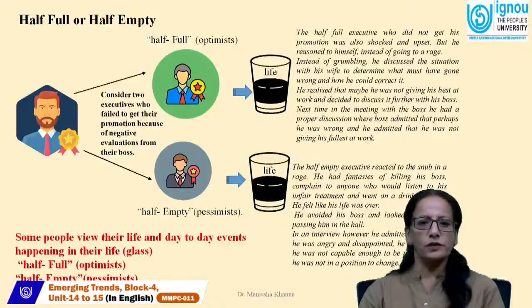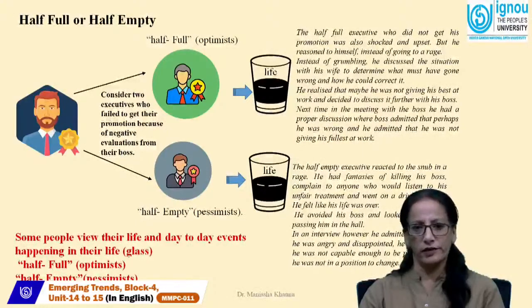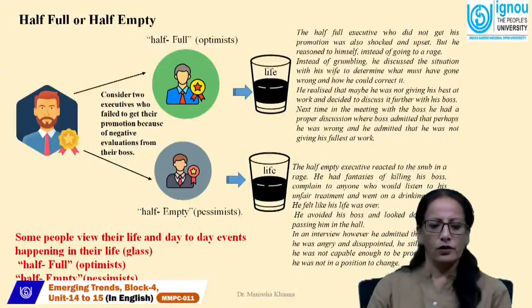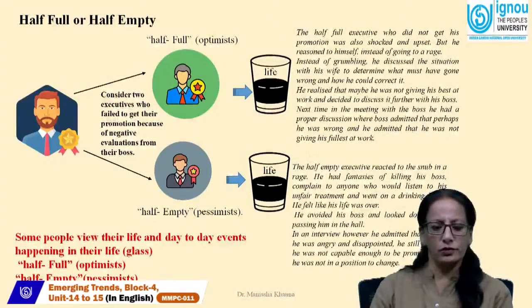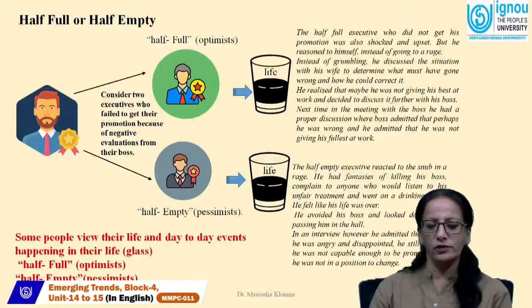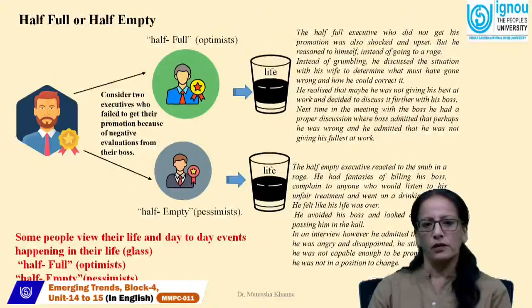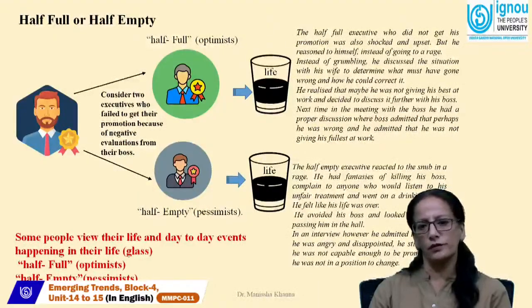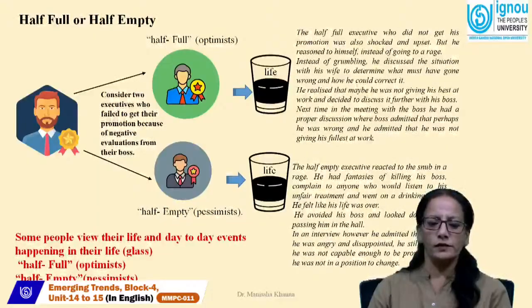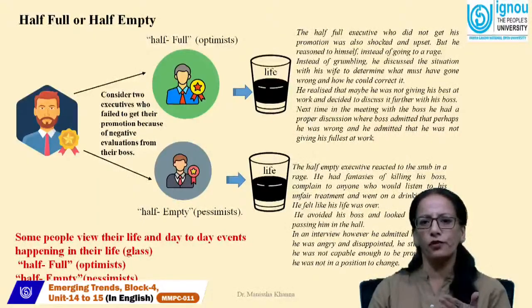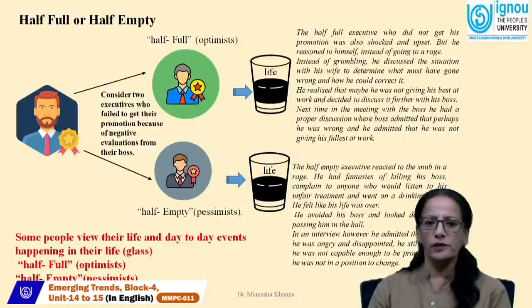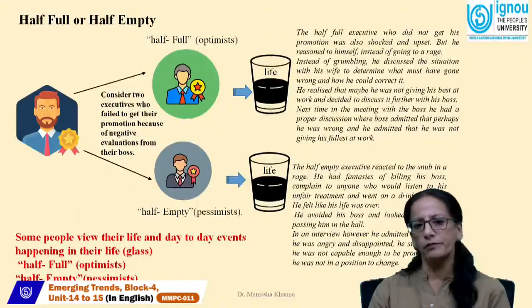This slide shows the half full and half empty concept. It considers two executives who failed to get their promotion because of negative evaluations from their boss. The first picture is the boss, and the next two pictures in circles are the two employees. One is considered a half full optimist, whereas the other employee is seen as a half empty pessimist.